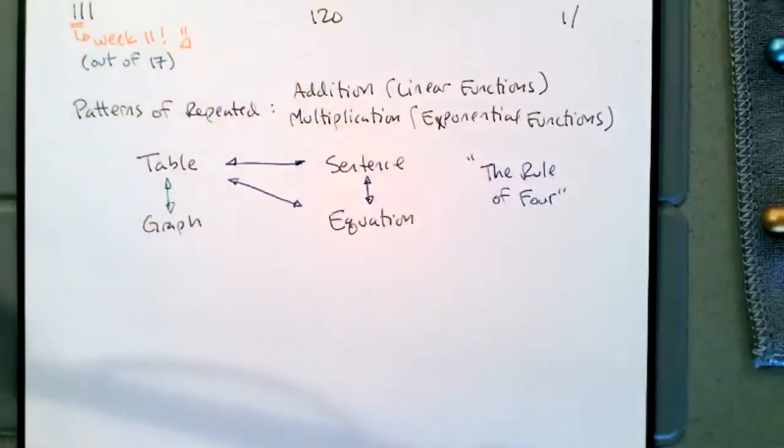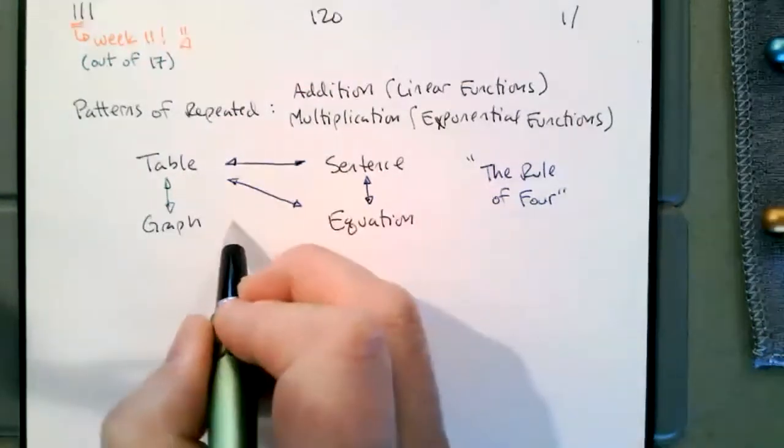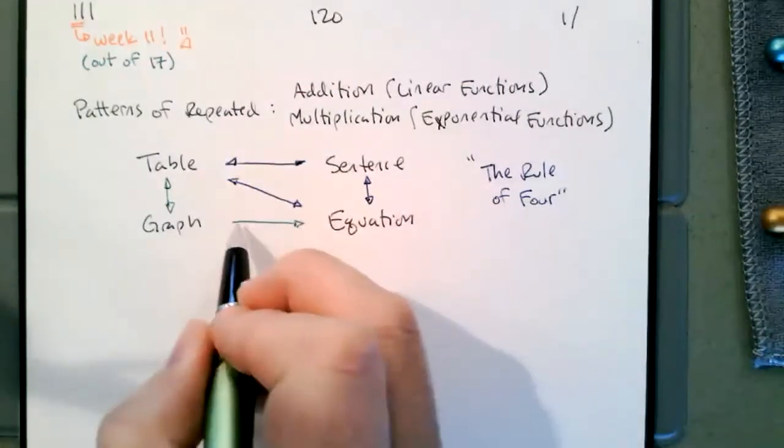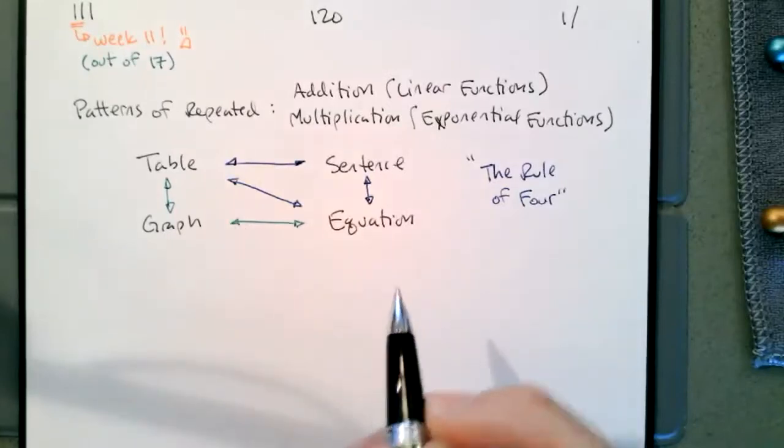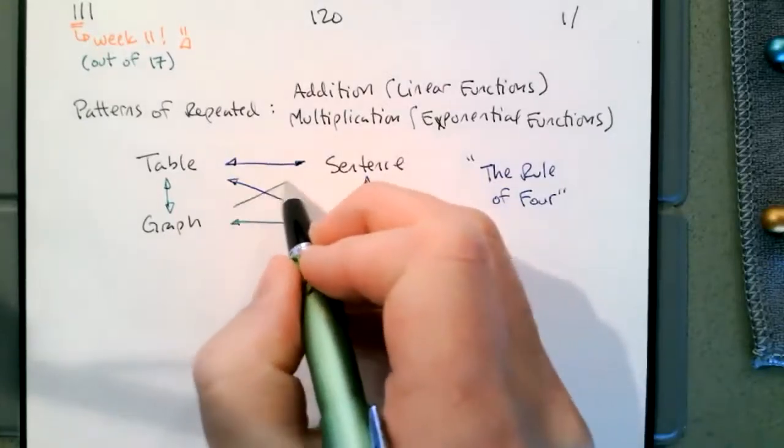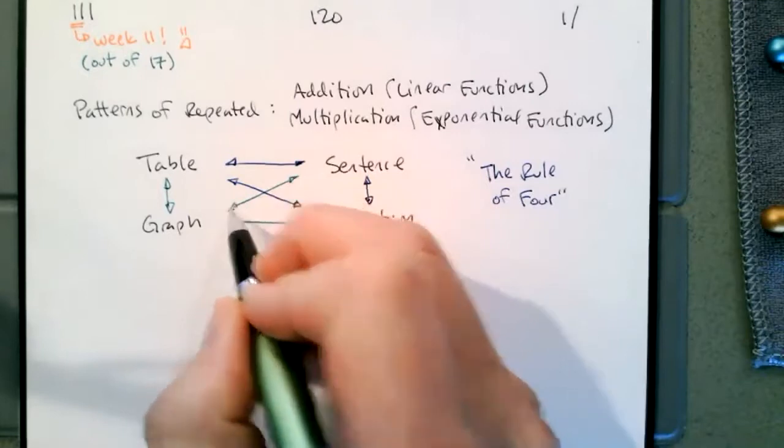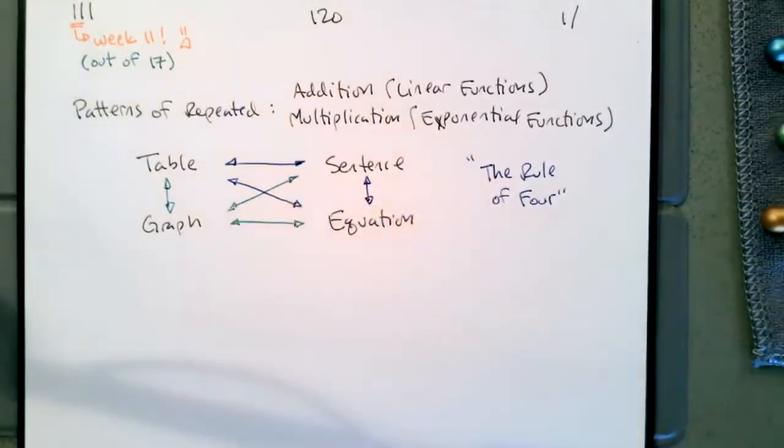So how are the graph and the table related? That's going to be the most direct one. When we're looking at an equation, what kind of graph does that produce? And how would we write a sentence describing what we see in a graph?